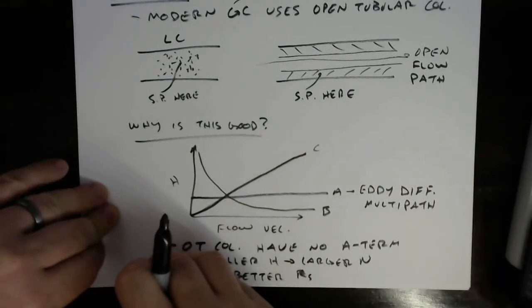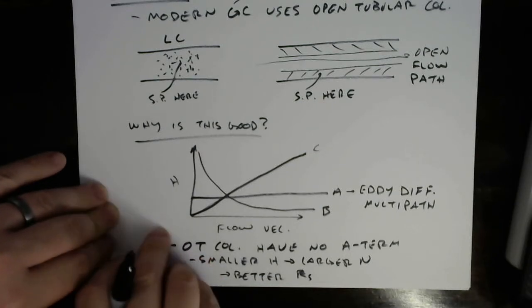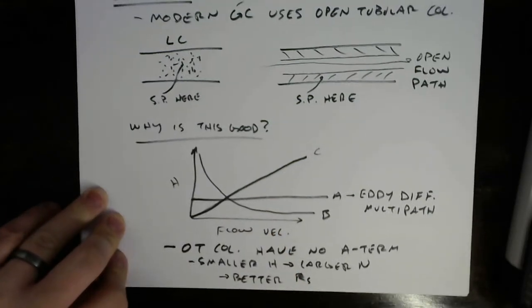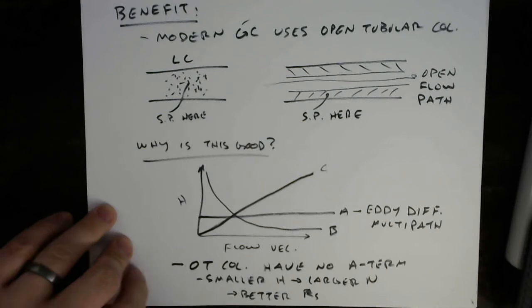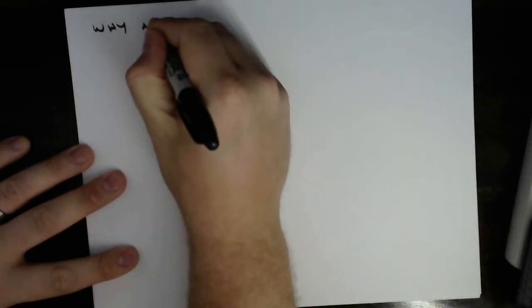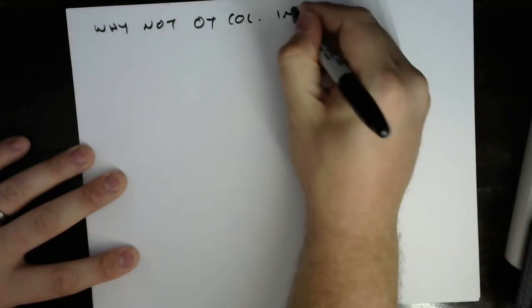So if we're saying here's a huge benefit, we have to answer the other side of the coin, which is, if this works so well, why don't we do it for liquid chromatography? If it has all these benefits, why don't we just do it for all chromatography? So let's answer that. Why not open tubular columns in LC?